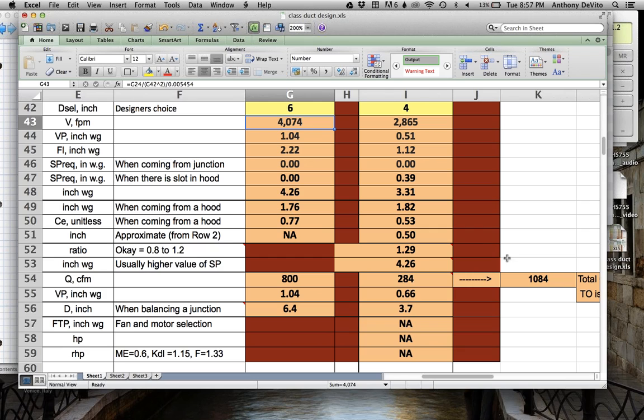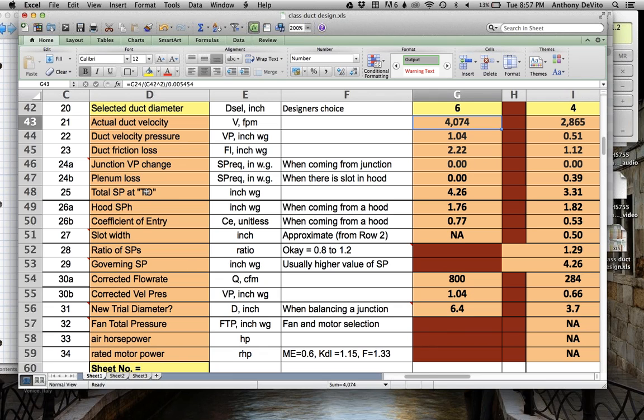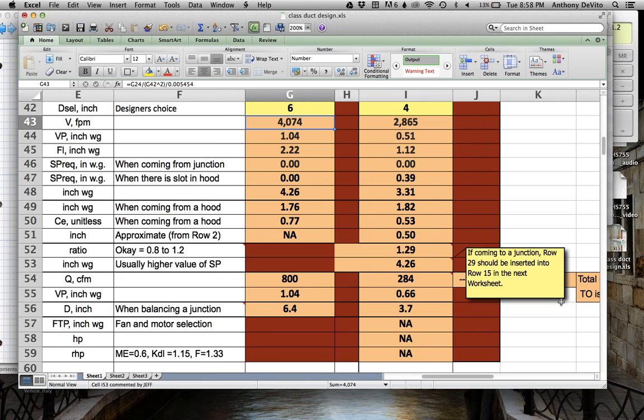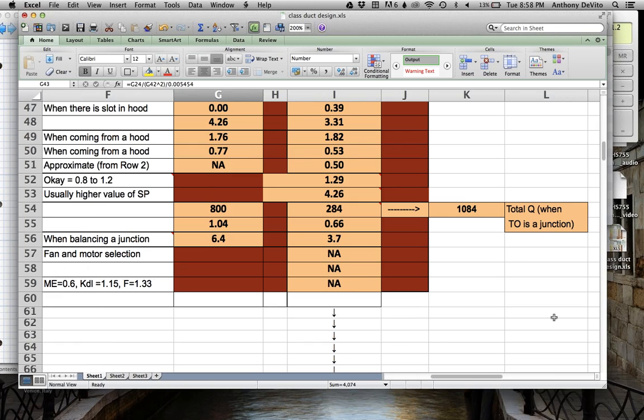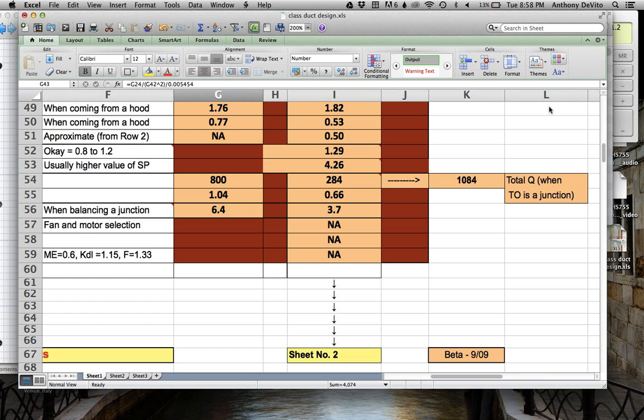So the total Q that we need now is 1,084, and the governing static pressure is always going to be the highest of the two. So the static pressure at C is either 4.26 or 3.31. It's going to be 4.26. And if you look down here, it says the governing static pressure is 4.26 right there. And the amount of air we're moving is 1,084 cubic feet per minute. Okay, so now we're done with the two hoods and the two systems.